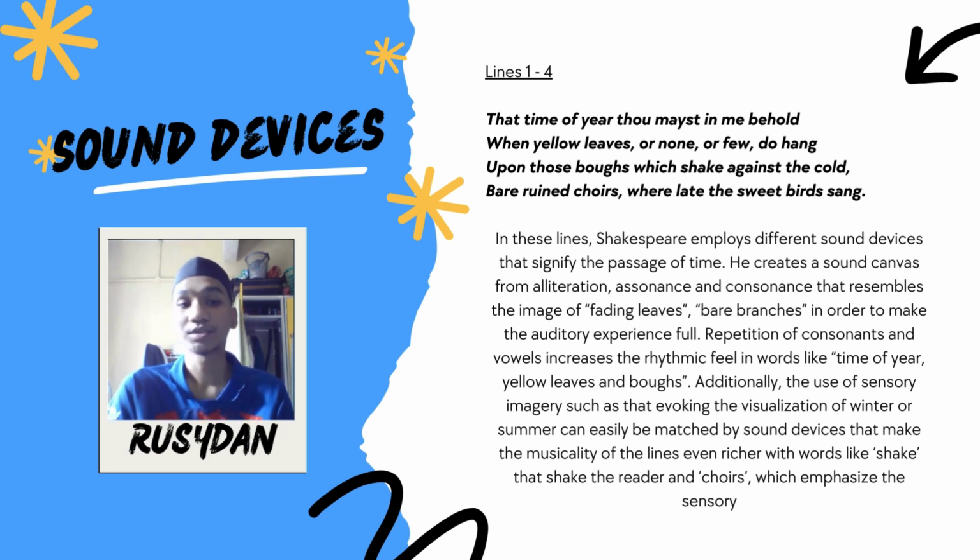In these lines, Shakespeare used various sound techniques to convey the passage of time. He creates a sonic landscape using alliteration, assonance, and consonance that mirrors the visual of fading leaves and bare branches, enriching the auditory experience. Repeating certain consonants and vowel sounds enhances the rhythm, like in phrases such as time of year, yellow leaves, and boughs. Moreover, he employs sounds that match sensory imagery of winter, adding richness and musicality to the lines. For instance, words like shake create a jolting effect, while choirs emphasize sensory perception.